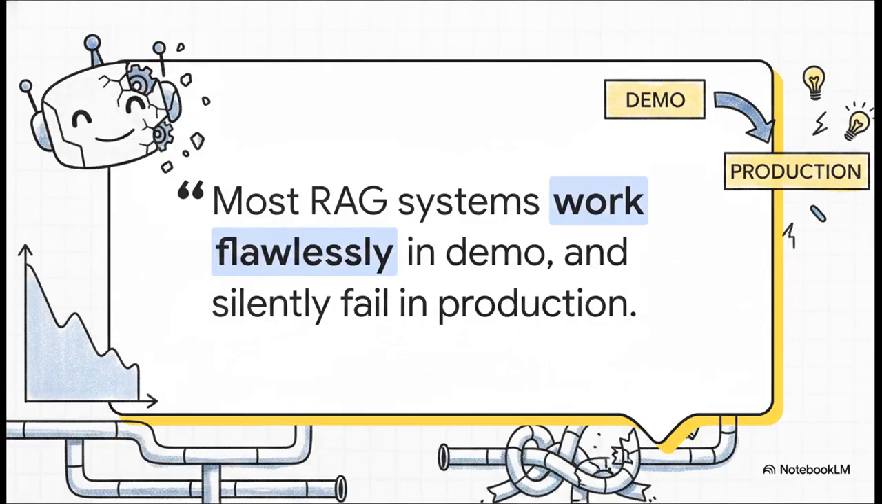Most RAG systems work flawlessly in the demo and silently fail in production. That provocative quote from Digital Applied really hits the nail on the head. It's kind of the dirty secret of the AI industry right now. These Retrieval-Augmented Generation systems, our RAG systems, they degrade silently. There are no crash reports, no flashing red lights, no error logs. They just quietly start giving your users worse and worse answers.